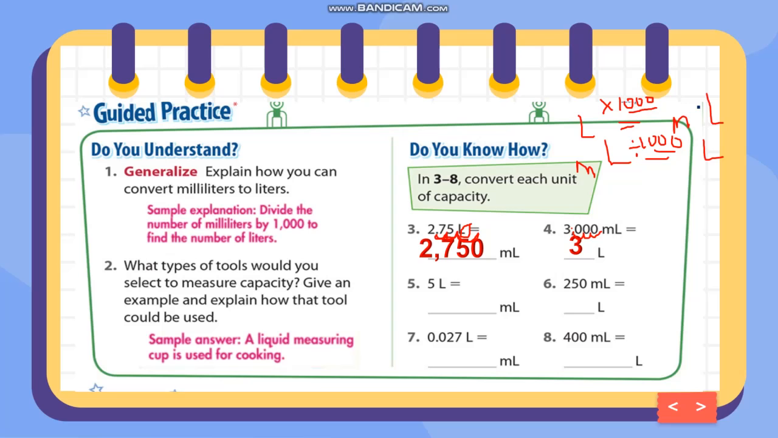Another, liter to milliliters. So liter to milliliters, that is equivalent to multiplying by 1,000. So since this is 5, 5 multiplied by 1,000, the answer is 5,000.